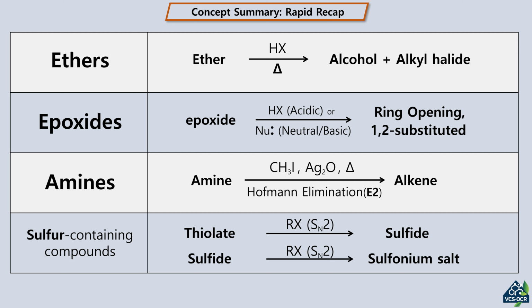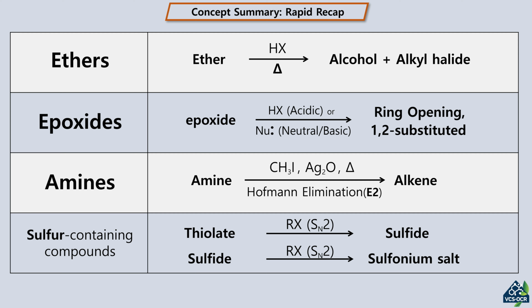Let's briefly look back at the key reactions we've covered in this episode. First, ethers undergo substitution with strong acids like HX and heat to produce an alcohol and an alkyl halide. Second, epoxides are highly reactive due to ring strain. They undergo ring opening reactions either with HX under acidic conditions or with nucleophiles under neutral or basic conditions to yield 1,2 substituted compounds. Third, amines can be converted into alkenes through Hofmann elimination.